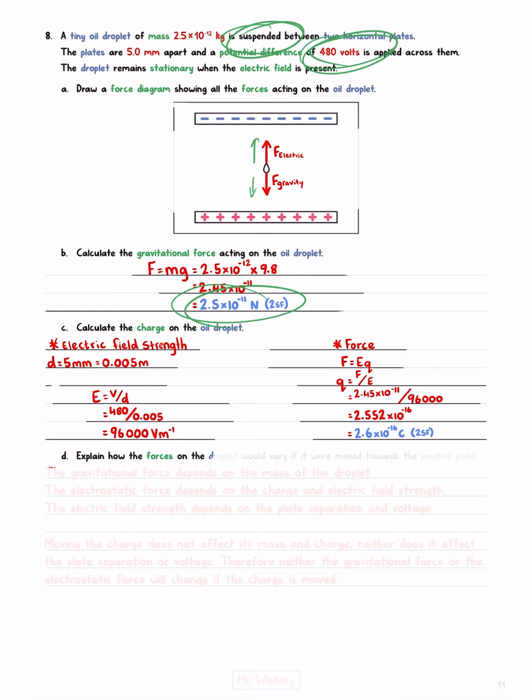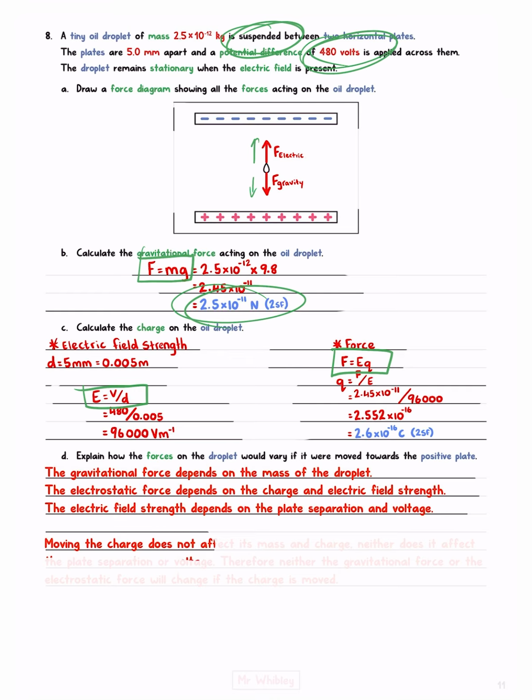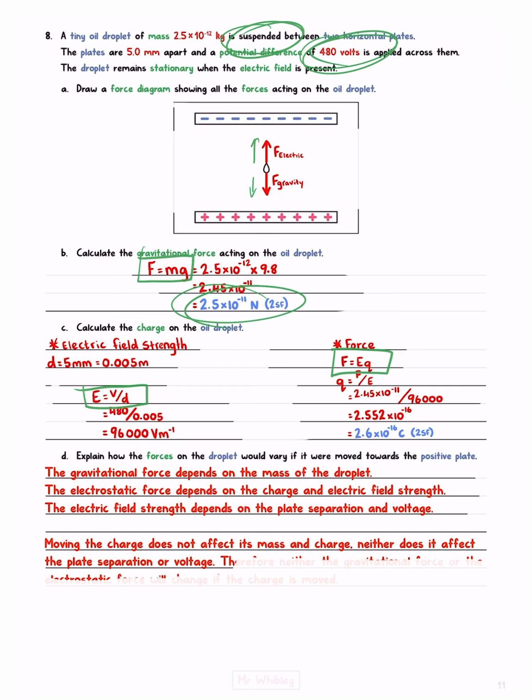Explain how the forces on the droplet would vary if it were moved towards the positive plate. The gravitational force depends on the mass of the droplet, since we know that this force is mg. The electrostatic force depends on the charge and the electric field strength, since we know that F is equal to EQ. The electric field strength depends on the plate separation and the voltage, since we know that E is equal to V over D. Moving the charge does not affect its mass and charge, and neither does it affect the plate separation or voltage. Therefore, neither the gravitational force or the electrostatic force will change if the charge is moved.